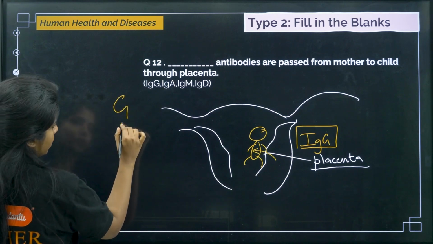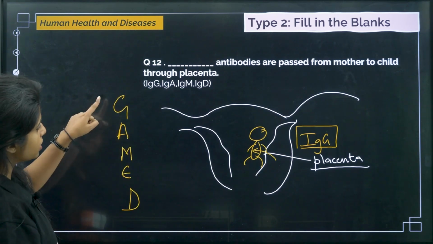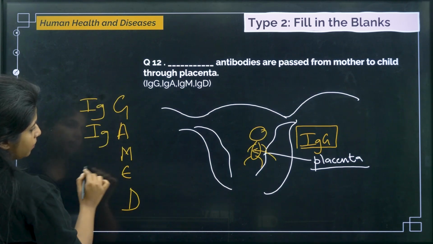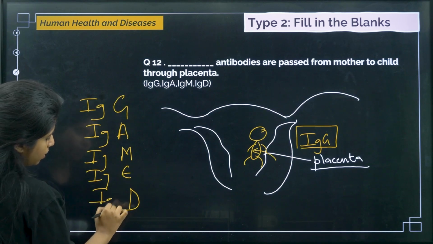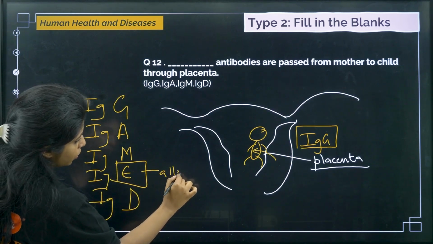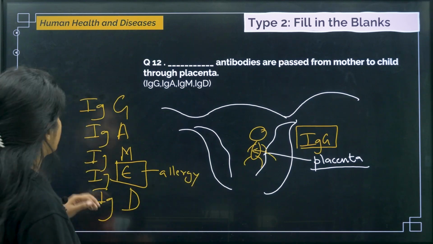You can remember this formula, GAMED. You like to play games, right? So the first antibody that is being given is IgG, then it is IgA, and IgM, IgE, everything is there in our body. Okay, that is something else, and IgE is for allergy. That is also something that you can remember. Cool? Works? Can we go on to the next question?